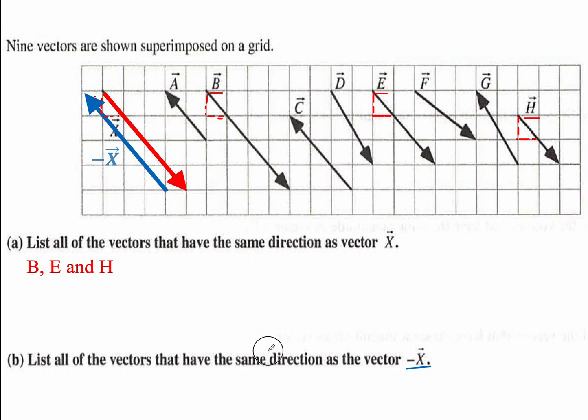So now the question is, which ones have the same direction as this vector? And if you check here, you can find a few of them. Vector negative x is going up 1 for every 1 unit that it goes to the left. And you'll discover that both A and C have that same direction. Their heads are pointing in the same direction as the head of negative x.